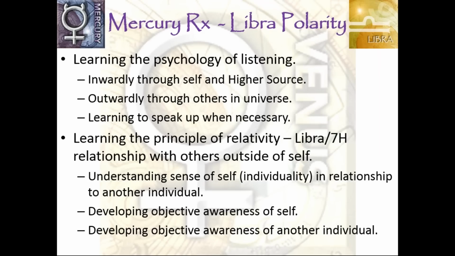Now remember, any planetary retrograde by sign points to the opposite sign. Wherever your Aries is by house, Mercury retrograde will point to that opposite house. So with the Libra polarity here, there's a lesson in learning the psychology of listening. And that includes inwardly listening to our own self and our own thoughts, listening to what higher source is saying to us through our intuition or our dreams or spontaneous messages that arrive up into consciousness. And it's also outwardly listening to what's coming at us from others in the universe.